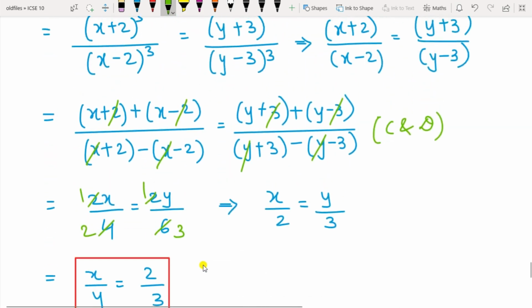Okay. So now this was the last question of the exercise or of the lesson, ratio and proportion.